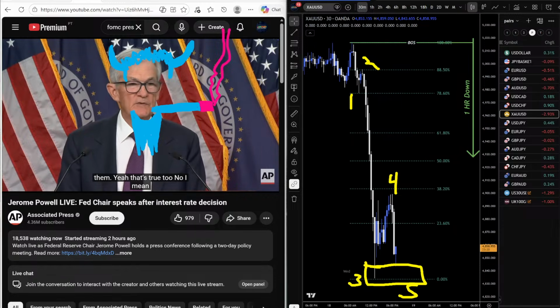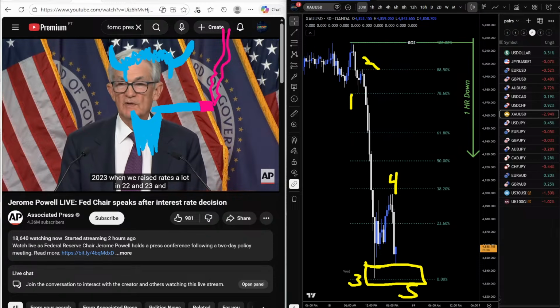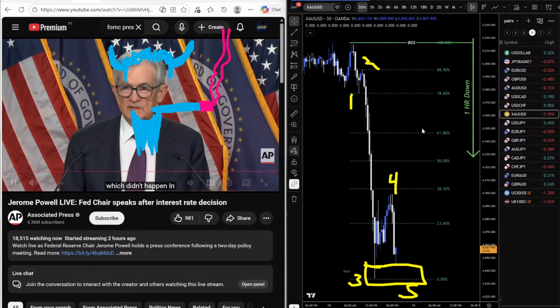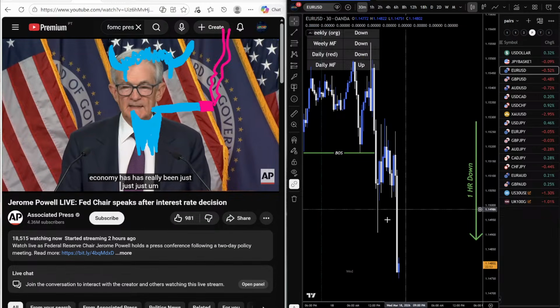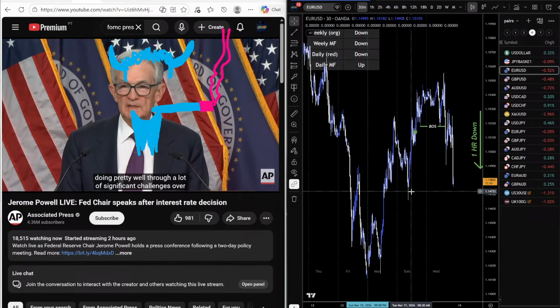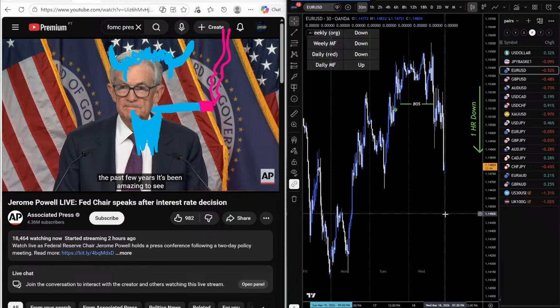I mean, if you go back to 2023 when we raised rates a lot in 22 and 23, close to 100% of economists called for a recession, which didn't happen. In fact, 2023 was a really strong year. So the U.S. economy has really been doing pretty well through a lot of significant challenges over the past few years. It's been amazing to see. And I don't know what's going to happen in the next intermeeting cycle, and I don't know what's going to happen in the Middle East. I wouldn't want to speculate.